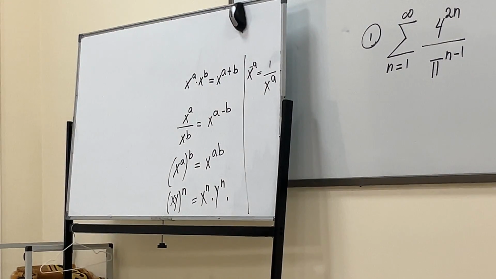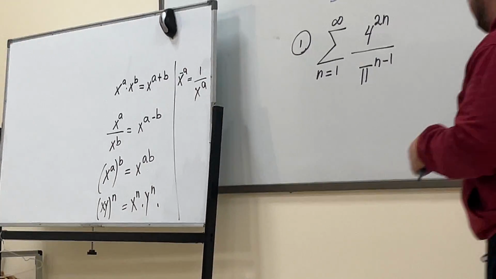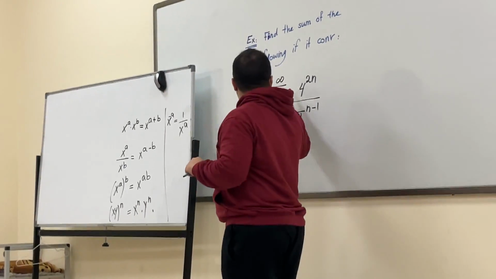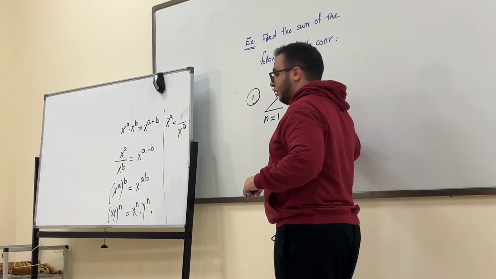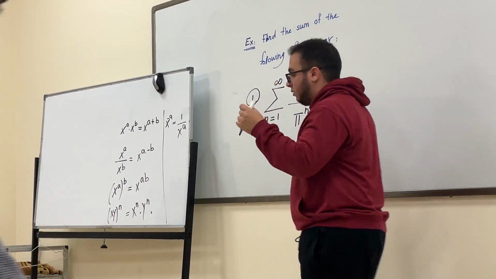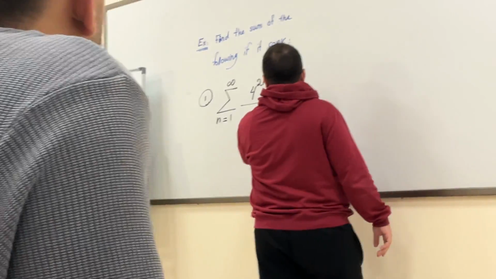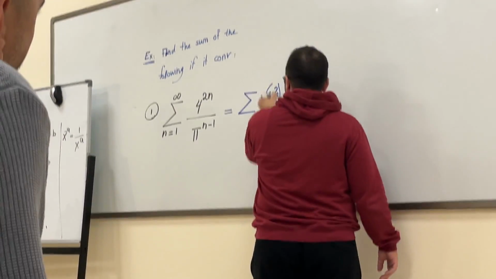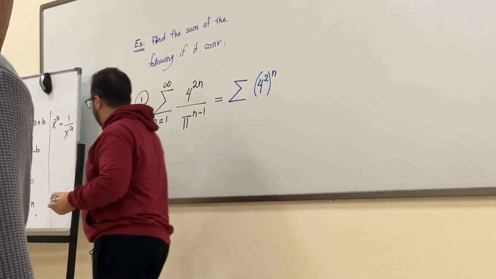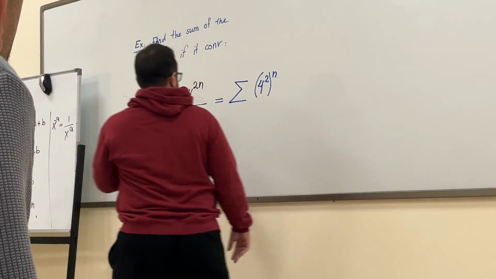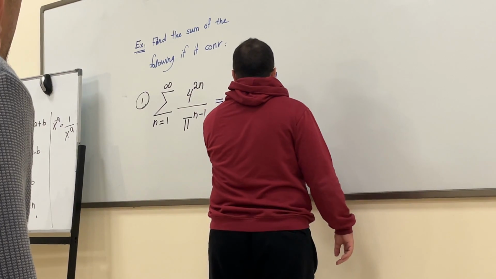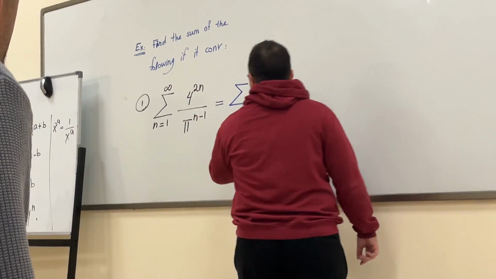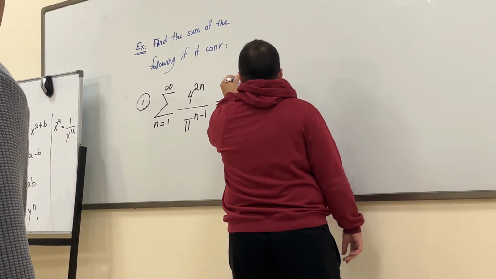Okay? Alright, so let's try using these rules to make everything power n. Not 2n, not n minus 1, just n. Yes, the whole thing. Okay, so let's break this down then. 4^(2n). Which rule did I use here? This one. Yeah? π^n multiplied by π^(−1).